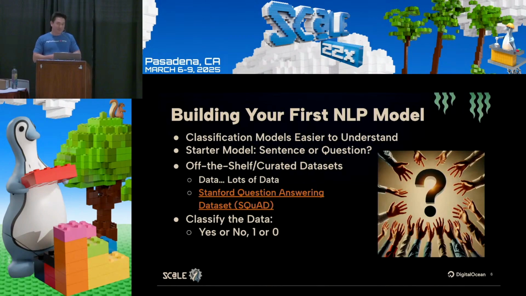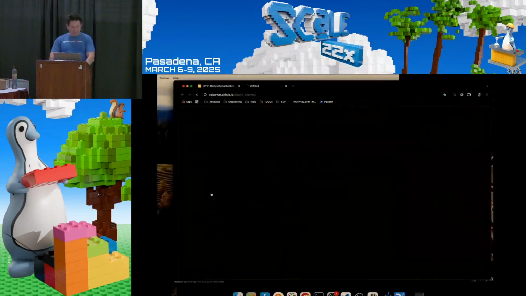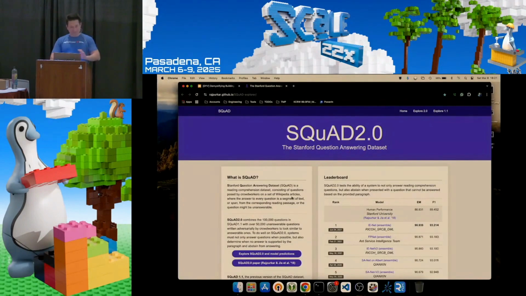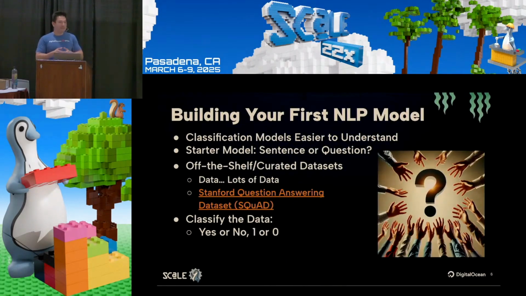In this particular case, there's actually a data set that already exists. It's called the Stanford Question Answering Data Set, or SQuAD for short. It was curated at Stanford University, and it literally has questions and then the associated answer to that question. So if you're trying to build a question and sentence classifier, this is a great place to start. If we have this data set and we're trying to classify whether a sentence is a question or not, we can literally break it down and put them into two categories.